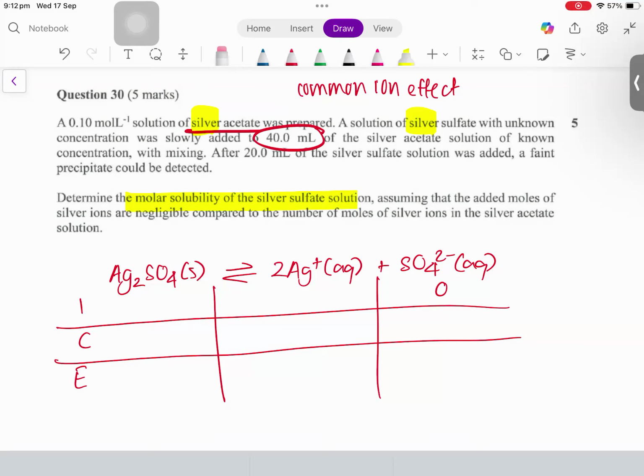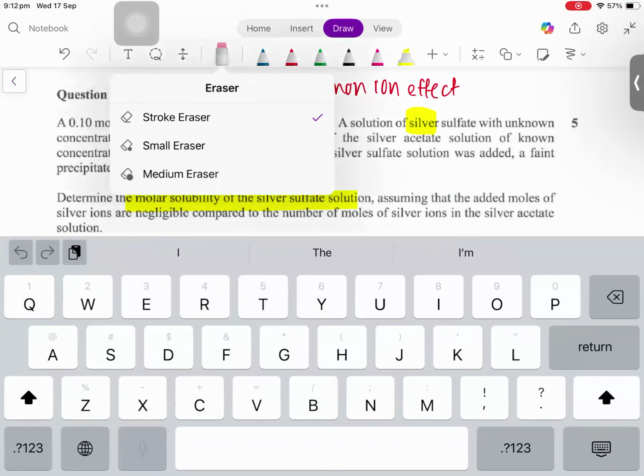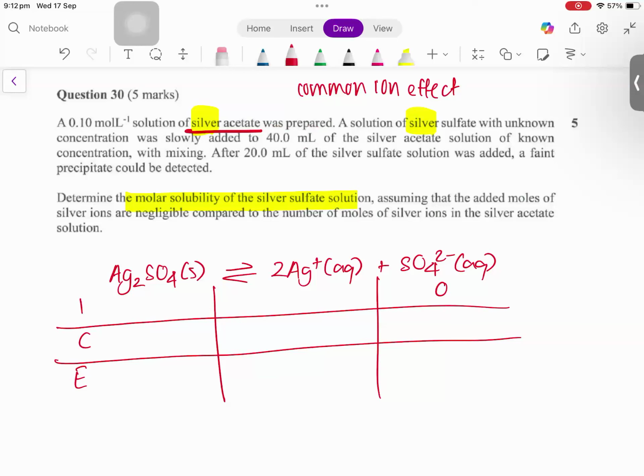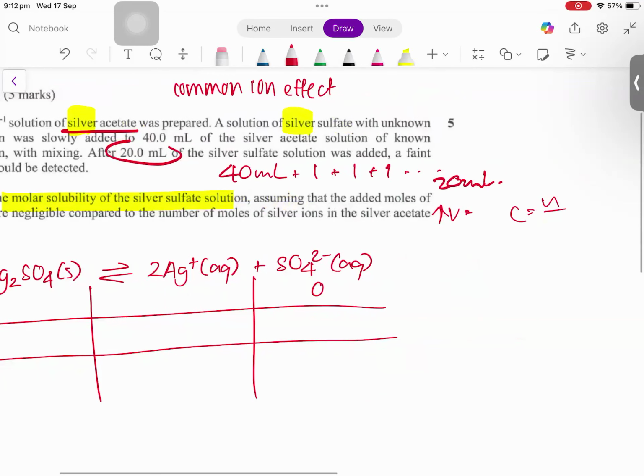The issue with this question is this. You start off with a 40 mil silver acetate solution, but you're not adding in a solid, you're adding in drops of silver sulfate volume until you get up to 20 mils. Because you're starting off with 40 and then you add one and then you add another one, until you get up to 20 mils. When you increase the volume in the denominator, concentration decreases as you go.